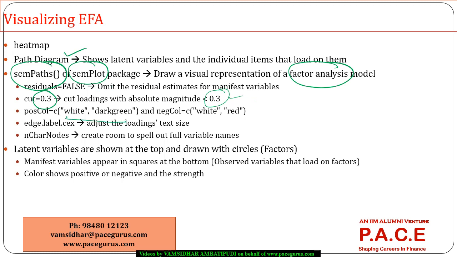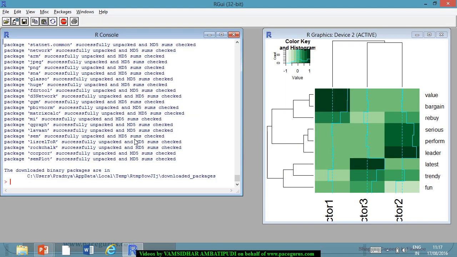Positives and negatives, I can give them different colors. Positives, I may want to keep in green. Negatives, I may want to keep them in red. So that way I would like to adjust the colors for the positives and negatives. And at the same time, if I want, I can also manipulate some of the things, adjusting the size, text size, number of characters, etc. So the most important, these 2-3 things. Let me first load this package called semplot.